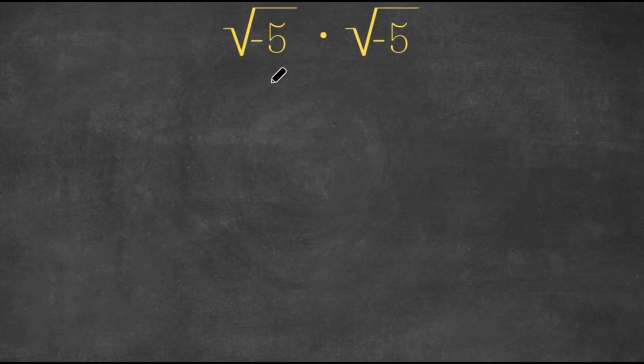In today's video, I'm going to be teaching you guys how to solve this algebraic problem. So we have the square root of -5 times the square root of -5. And many people actually get this simple problem wrong.